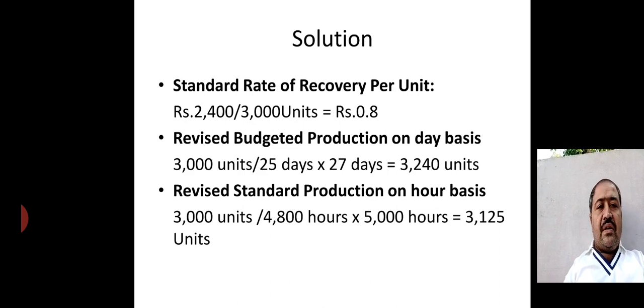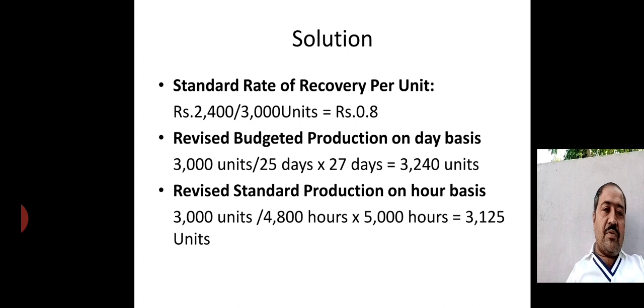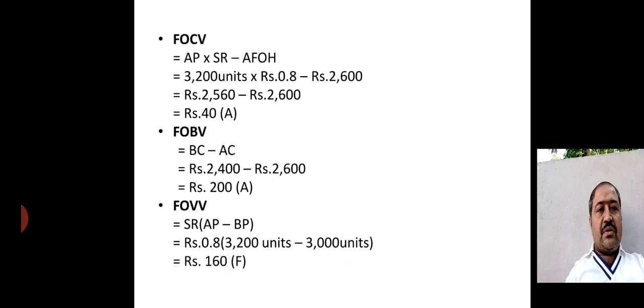On the same way, revised standard production is by the use of 4800 hours you can produce 3000 units. So if 5000 actual hours are there, how many number of units to be produced? And that is 3125. So these are the basic calculations. Now let's start the example or calculation of the variances.